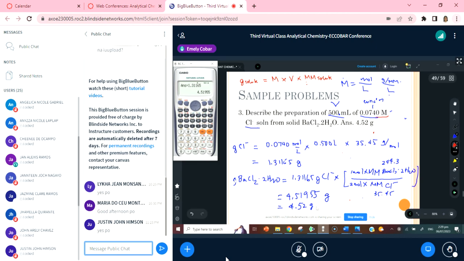So I have to measure 4.52 grams of barium chloride dihydrate. When I dissolve this in water, it will furnish this amount of chloride, 1.31165 grams. Then I will dissolve this 4.52 grams in a small amount of water, then continue adding water until it becomes 500 ml, or 0.5 liter. So in my solution, the concentration of chloride is 0.0740 M.